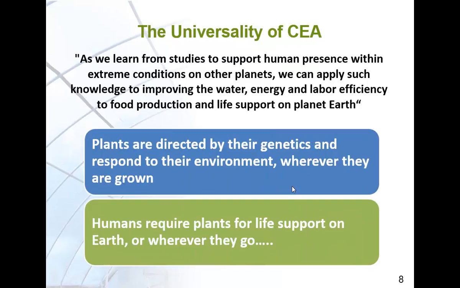Plants are directed by their genetics, but they're modified and respond to their environment, wherever they're grown. And that's what a controlled environment greenhouse can do to help improve the requirements for humans for plant life support on Earth or wherever they may go, and thus the universality of controlled environment agriculture.